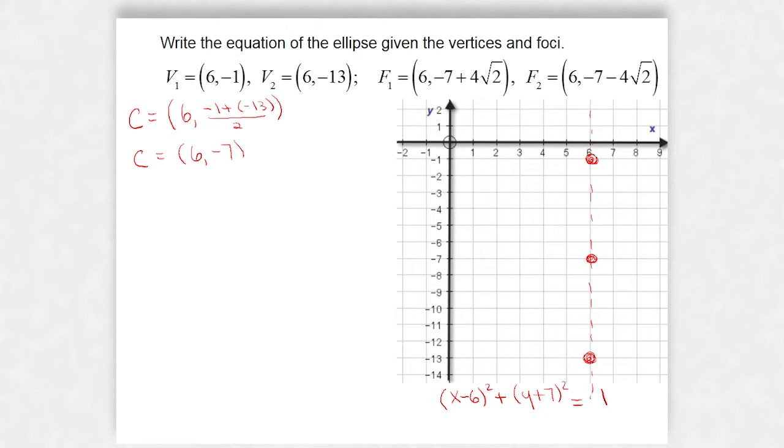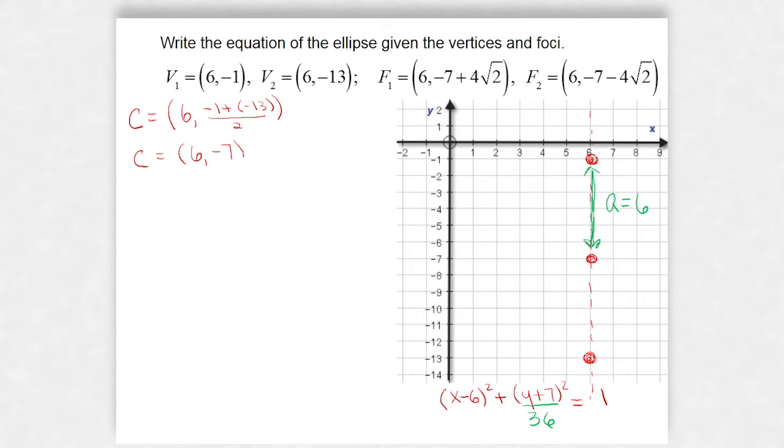Vertical. So I notice then that I can very quickly find out what a is, because a is nothing more than the distance from the center out to the vertex. And what is that distance? That distance is 6, because you're going from -7 up to -1 or -7 down to -13. So I'm going to write down here that now we're over 6 squared, which is 36. Now the last thing I have to do is find b squared.